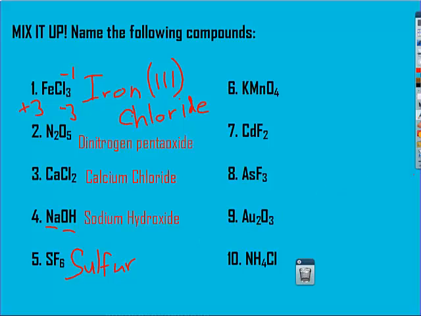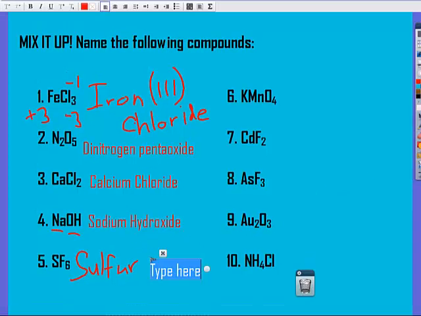Don't know why I wrote that one. Let's type the next part. Sulfur, and then I have 6 of them, so that's hexa, and then fluoride. Sulfur hexafluoride.